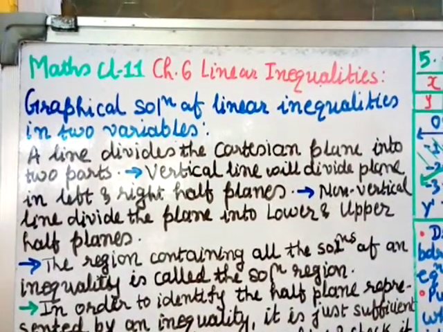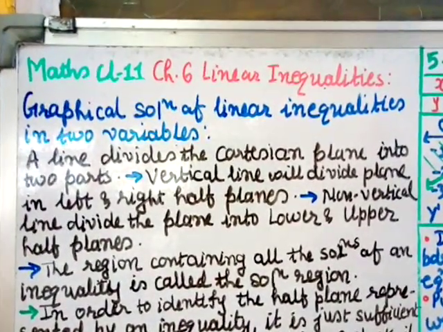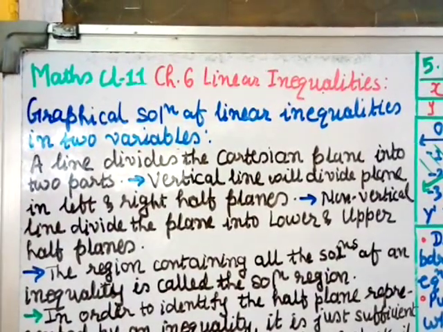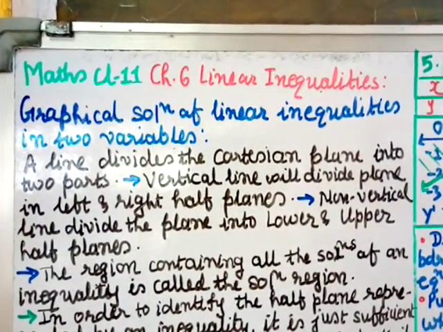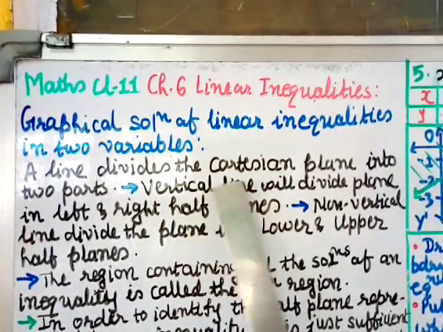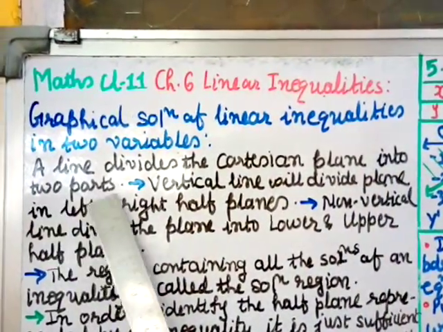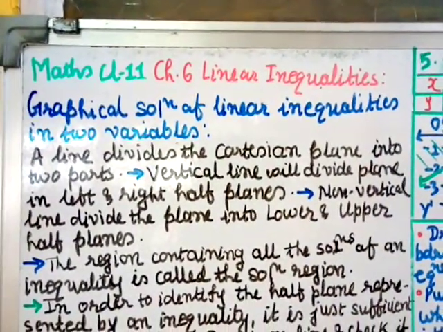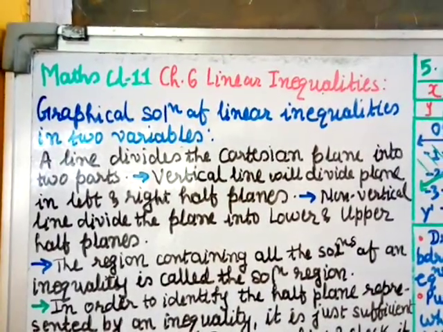Mathematics class 11 chapter 6 linear inequalities. Graphical solution of linear inequalities in two variables. A line divides the Cartesian plane into two parts. If you draw a line in a Cartesian plane, then it will divide the plane in two parts.